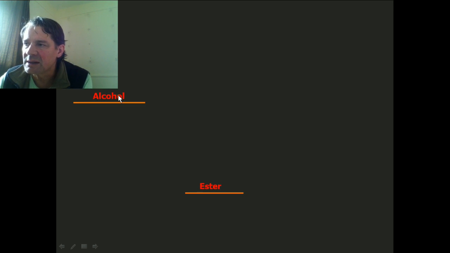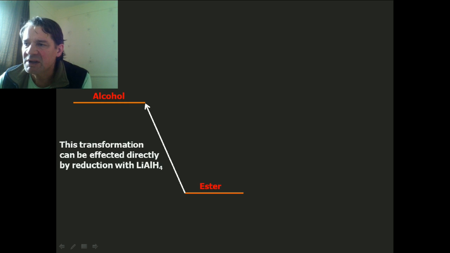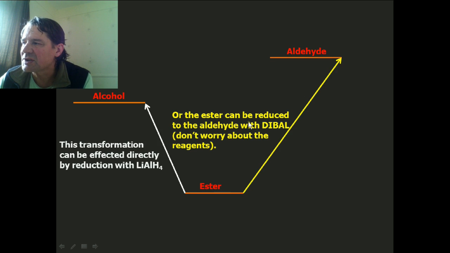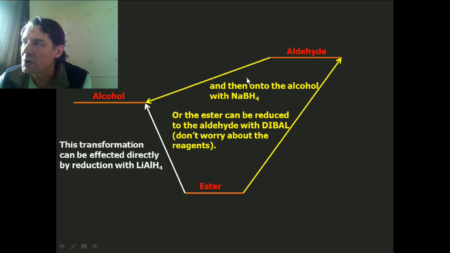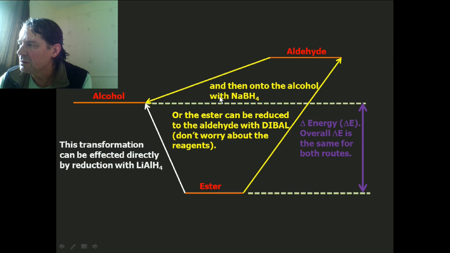So here's my ester, here's my alcohol. This transformation can be effected directly by reduction with lithium aluminium hydride. Alternatively, the ester could be reduced to the aldehyde with DIBAL. Don't worry about the reagents at this stage. So I'm converting the ester to the aldehyde, and the aldehyde can be quite easily reduced to the alcohol using sodium borohydride. Overall, delta E, the overall energy change, is the same for both routes.